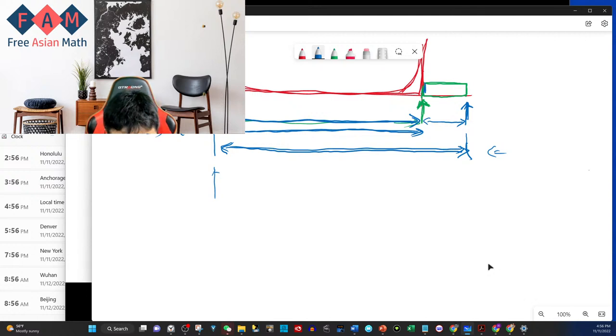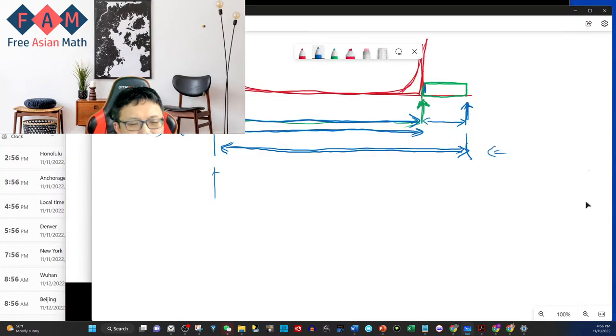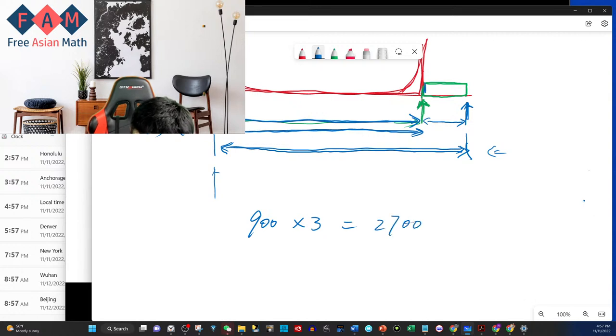So we measure the two moments between the front of the train entering the tunnel and the end of the train exiting the tunnel. So what is the distance here? Well, the distance here must be the speed times the time, right? Because those things will not change. So it takes 3 minutes. And what is the speed? It's 900 meters per minute. Therefore, during those 3 minutes, how long did the train travel? Clearly, it's 900 times 3 equals 2,700 meters.